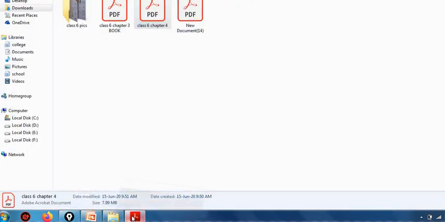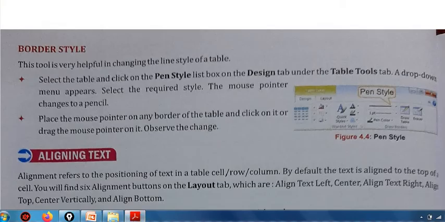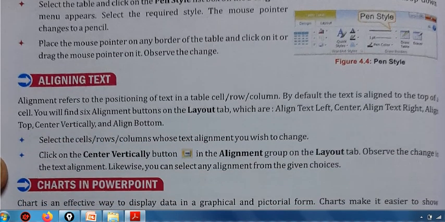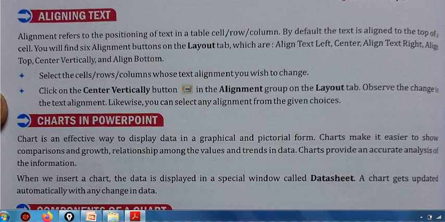Place the mouse pointer on any border of the table and click on it, or drag the mouse pointer on it. Observe the change. In a light color it will look proper, right? Now align the text.